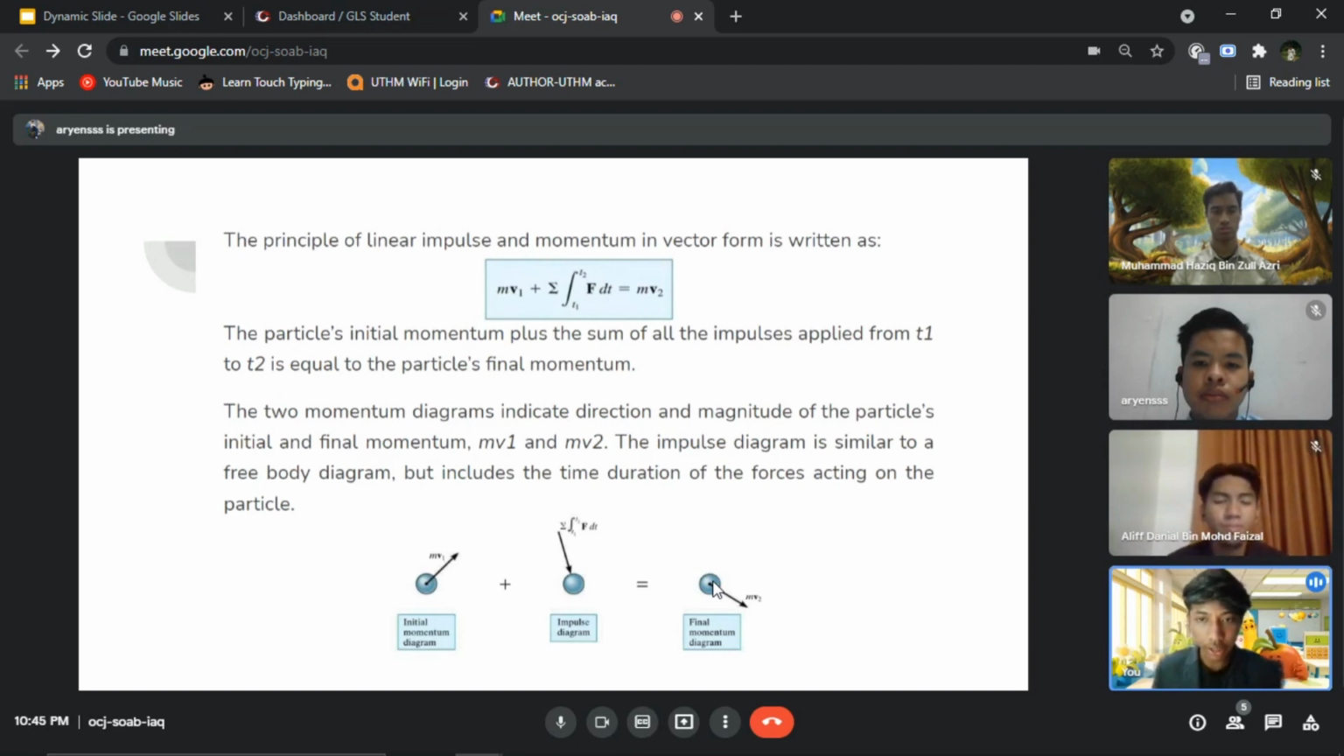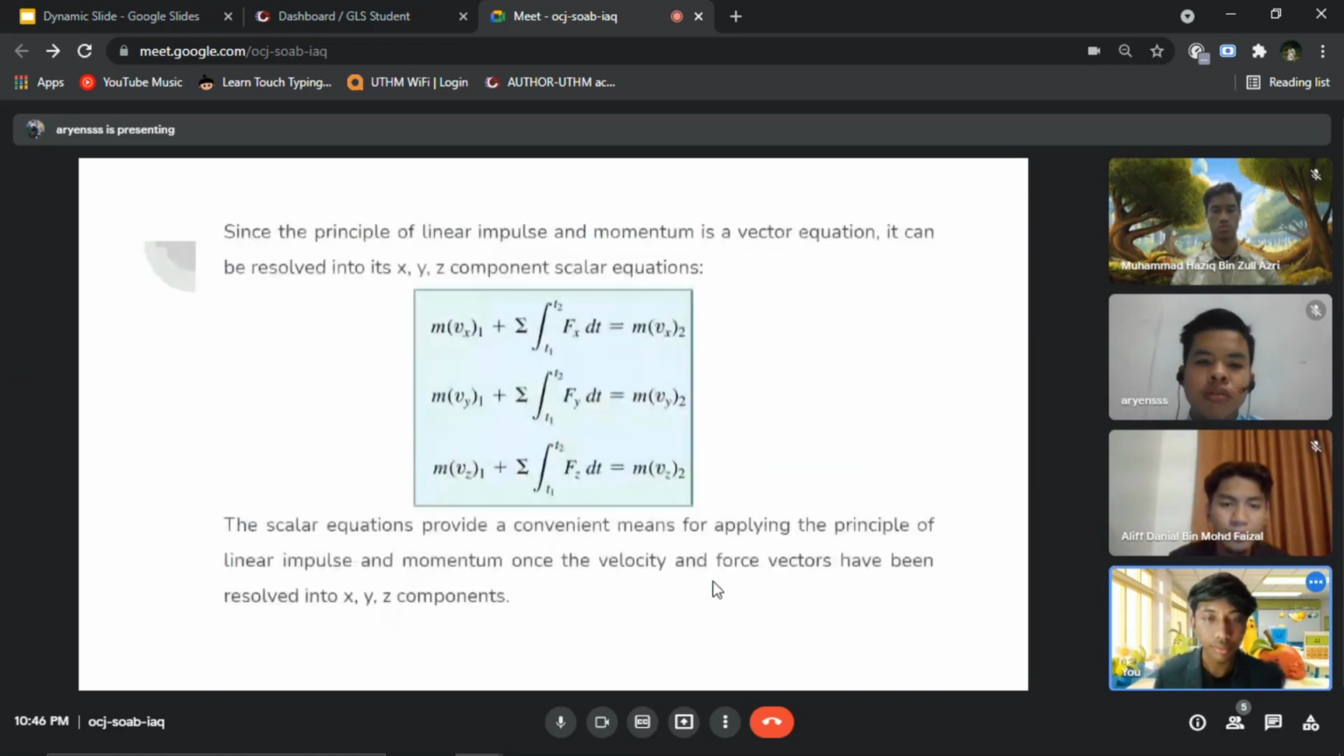Based on that diagram, we have the initial momentum and we have an impulse. After we combine them, we can get the resultant momentum. Next. Since the principle of linear impulse and momentum is in vector form, we can resolve it into x, y, and z component scalar equations. Okay, next.